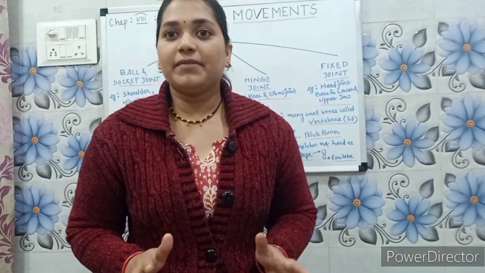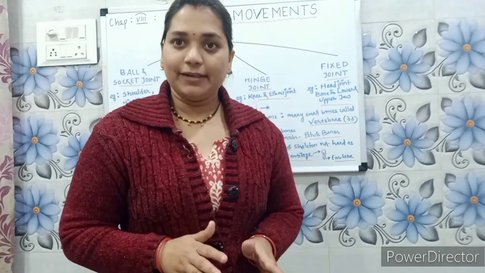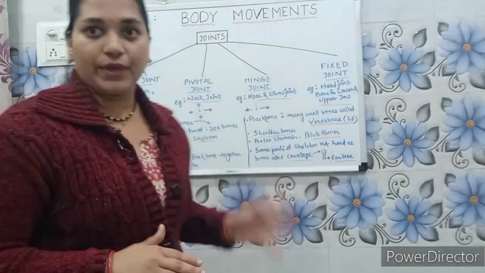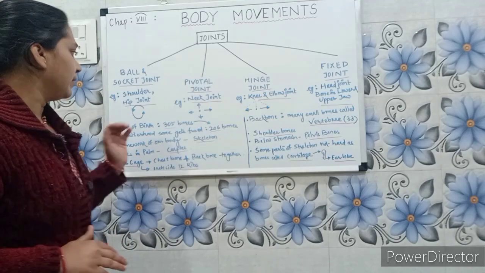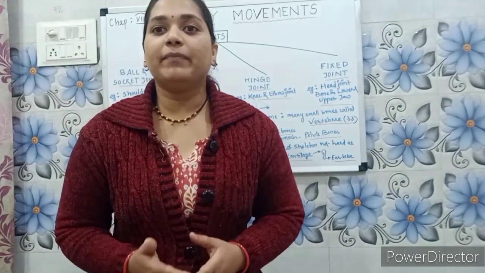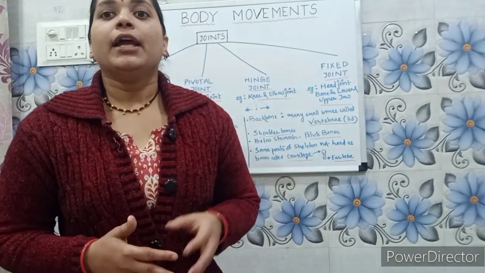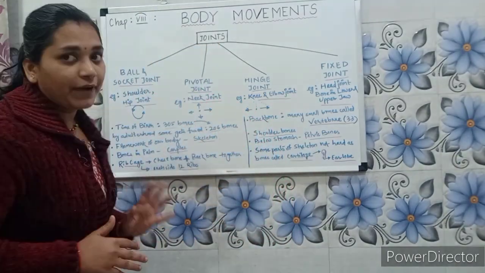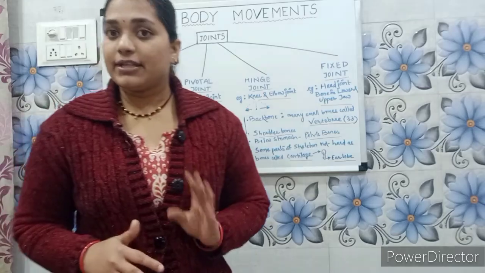It is already described in a very good manner in the book itself. So we will discuss the facts quickly. First thing, the bone means the number of bones. While we are taking birth, we generally have 305 bones.